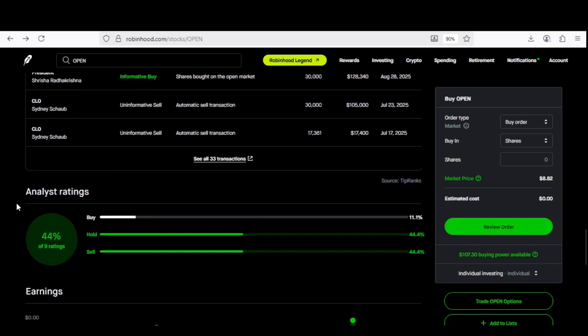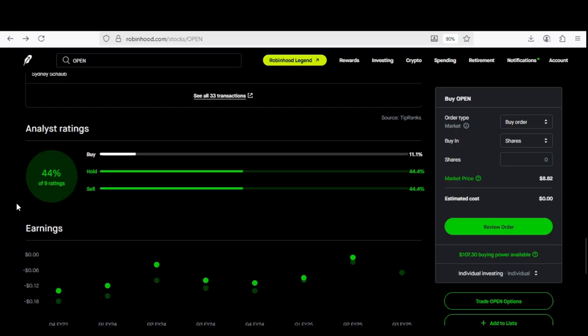Okay, so here we are under the analyst ratings, and the analysts are saying this is a hold or a sell. There's equal sentiments on hold and sell, and it's very low on the buy aspect. So they're actually saying this is not a buy for right now.